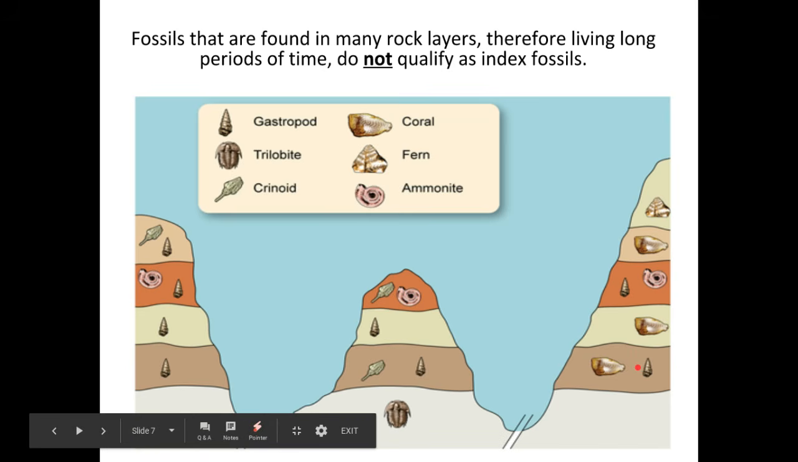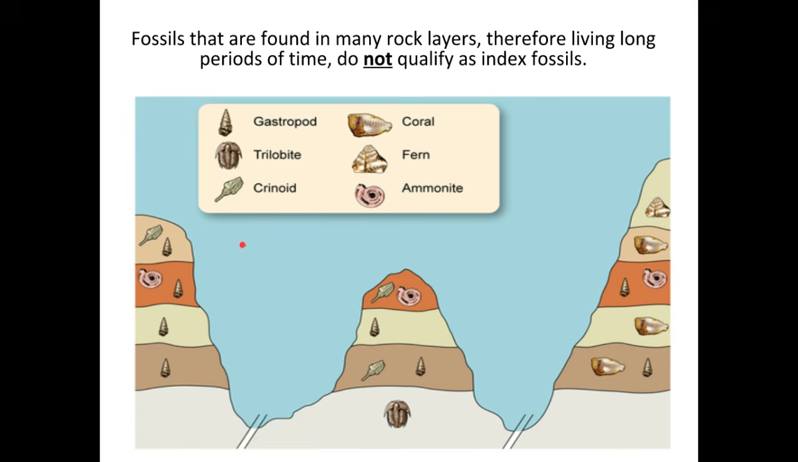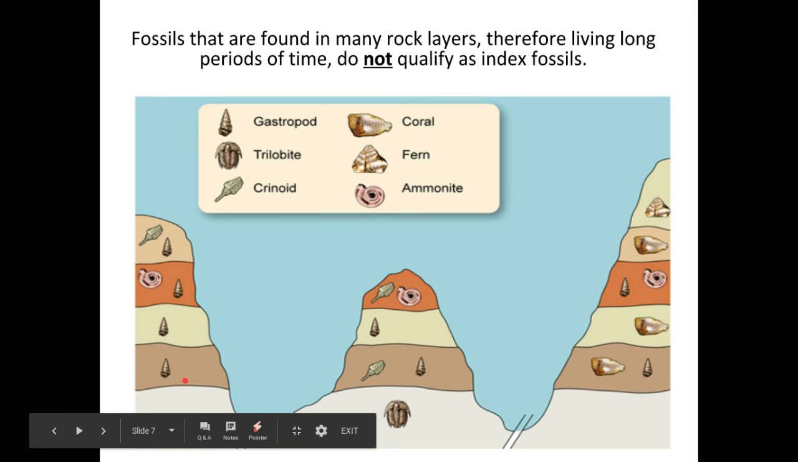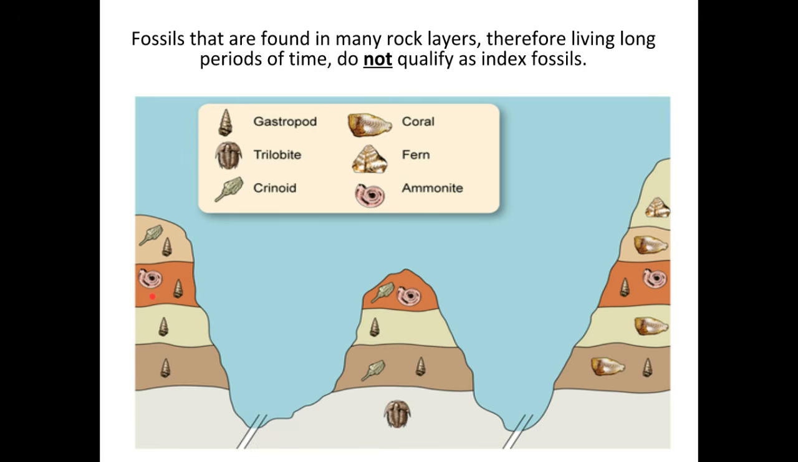So just to summarize, this gastropod is a poor index fossil, simply because it lived over a long period of time and it doesn't help me determine any relative ages, whereas this ammonite is a great example of an index fossil because it lived a short period of geologic time. It's only found in a few rock layers. It's found in many locations, and it helps me determine the relative age of rock layers and fossils around it. And that's a great example of an index fossil.